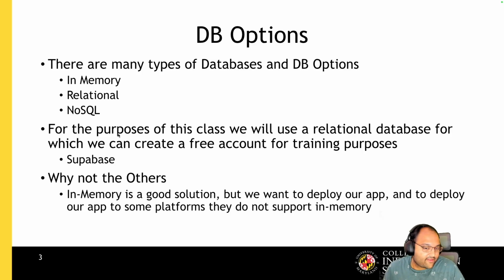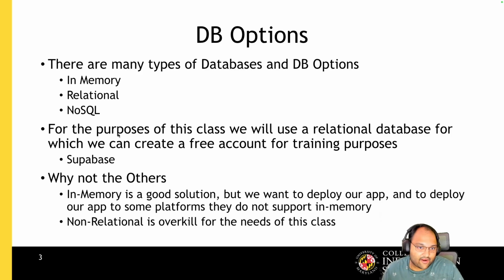Now, why not the others? In-memory is a good solution, but we're not trying to deploy our app, and to deploy our app to some platforms, they don't actually support in-memory. There's a lot of great in-memory options like SQL, I forget what it's called. There's a good SQL option for in-memory. But Supabase is a really, really popular platform, and I'll talk about it in a second. It is really good, and it's going to work really well for our use case. And non-relational in general is overkill for the needs of this class.